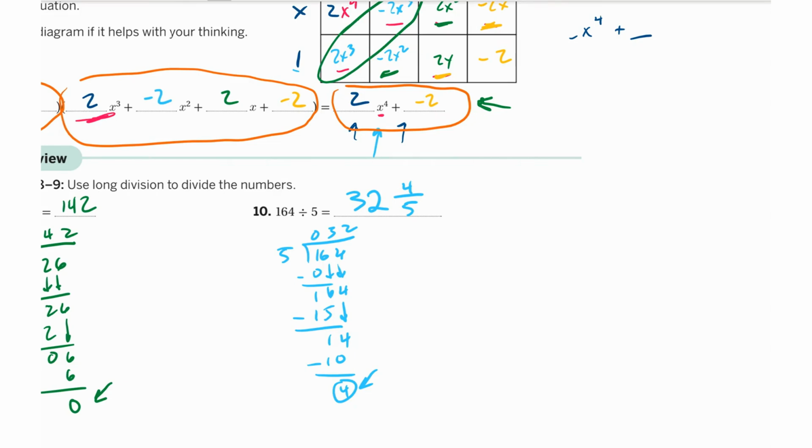That wraps up lesson 9. We are going to continue talking about division and factoring and how that helps us with solving polynomials as we wrap up chapter 3 in the next couple lessons.